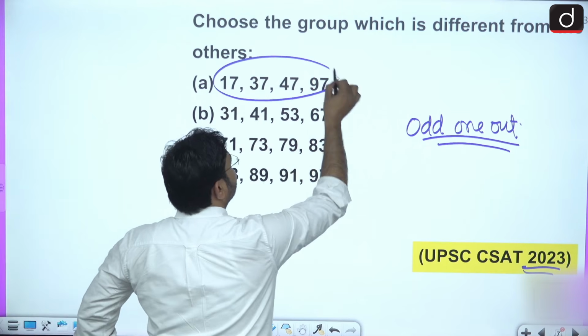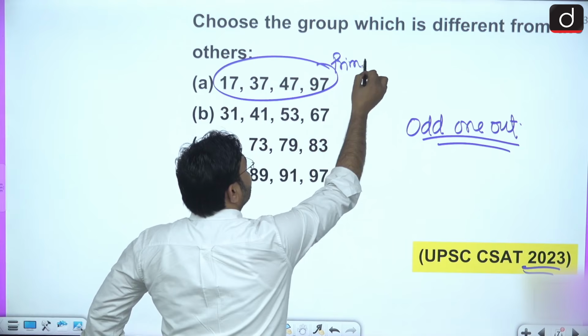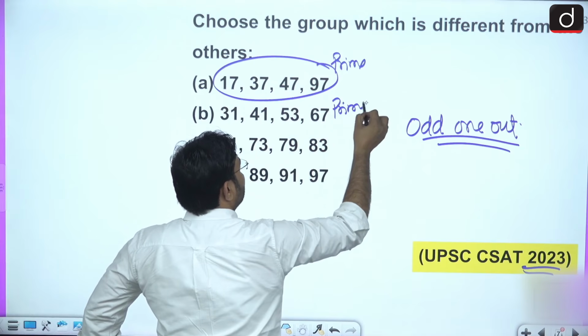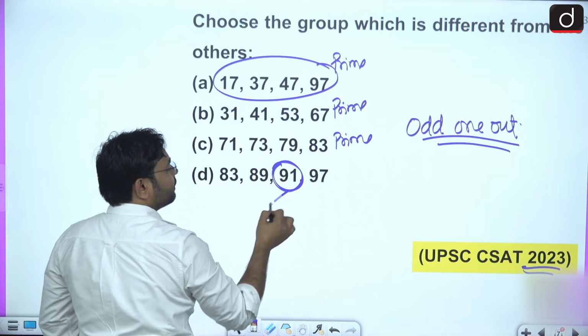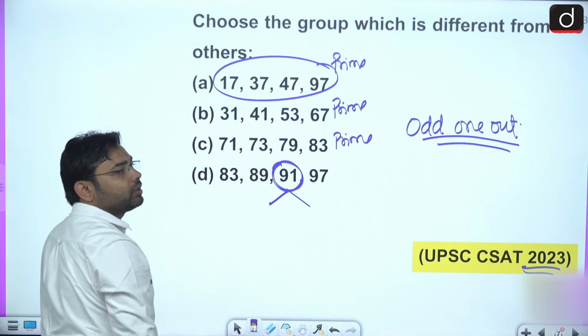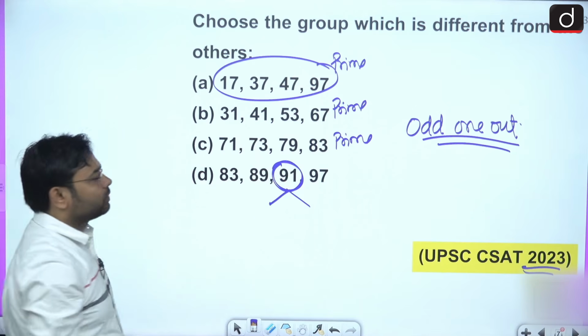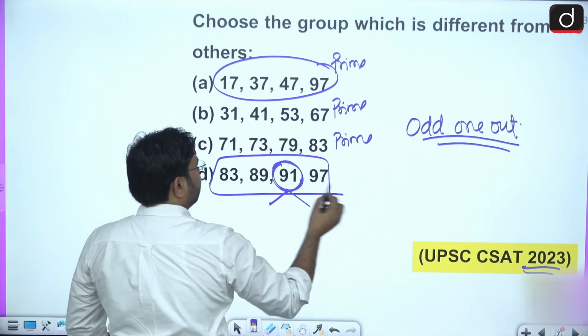This is a set of prime numbers. This is also, and this one also. But in this you have 91. 91 is not a prime number. So this is the different one.